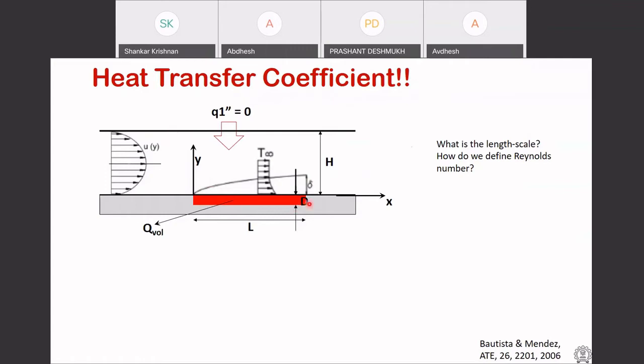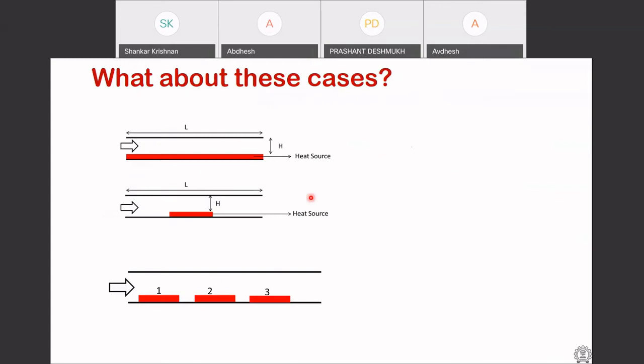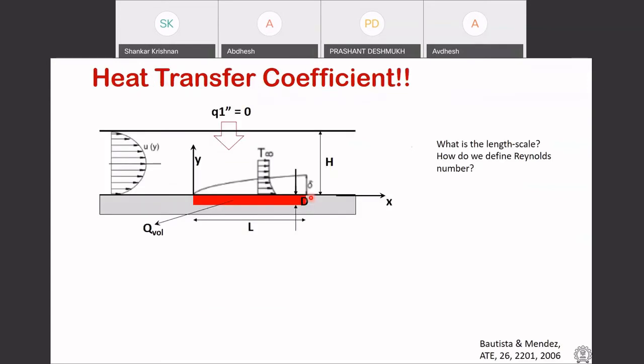In fact, in some situations, because of the conjugate nature of the problem here, that is, some conduction is happening from this heat source to this board, and then it can dissipate to the top, then the thickness of that heat source also comes into the picture. So this is a very simple 2D situation, and you now have multiple length scales that one has to deal with.